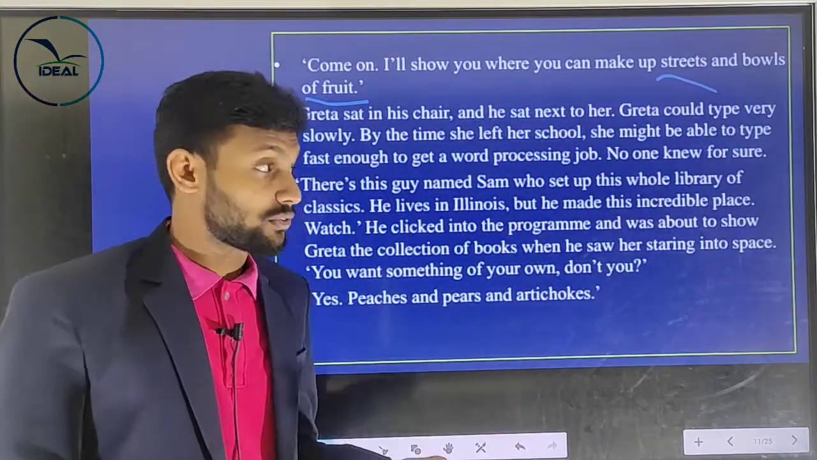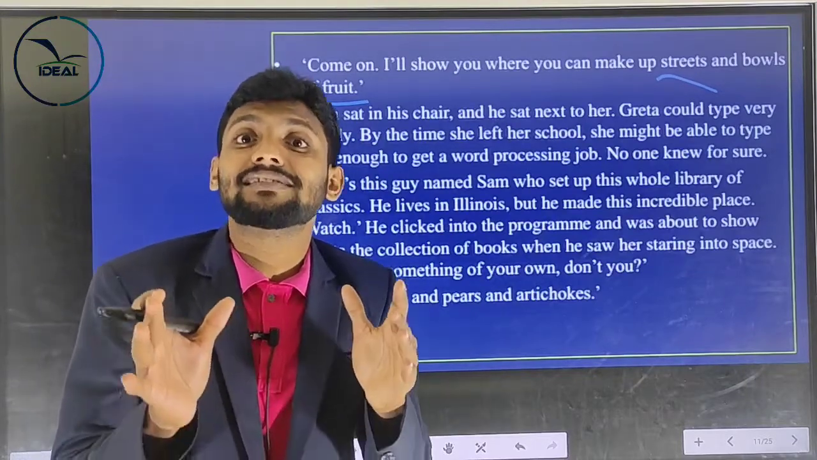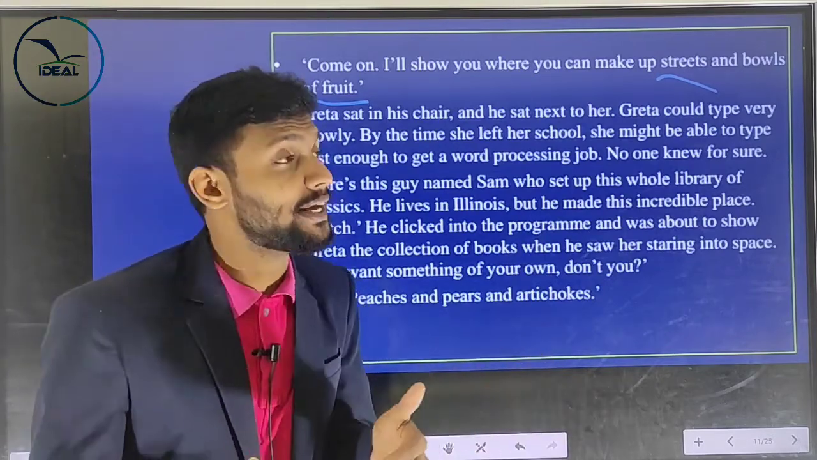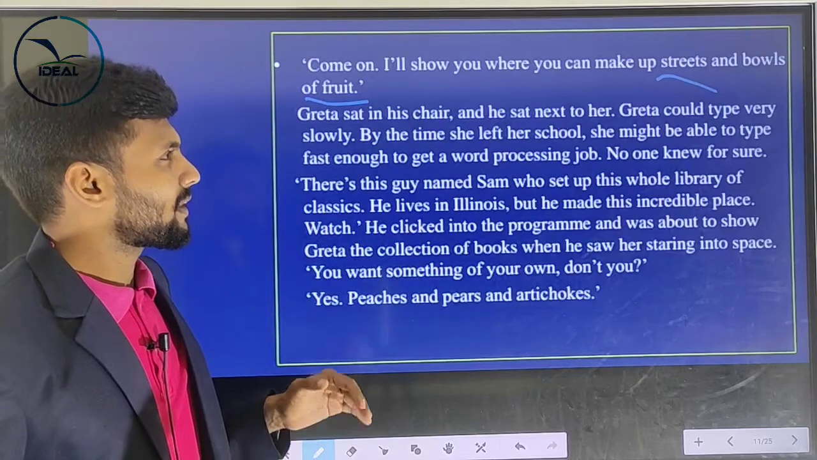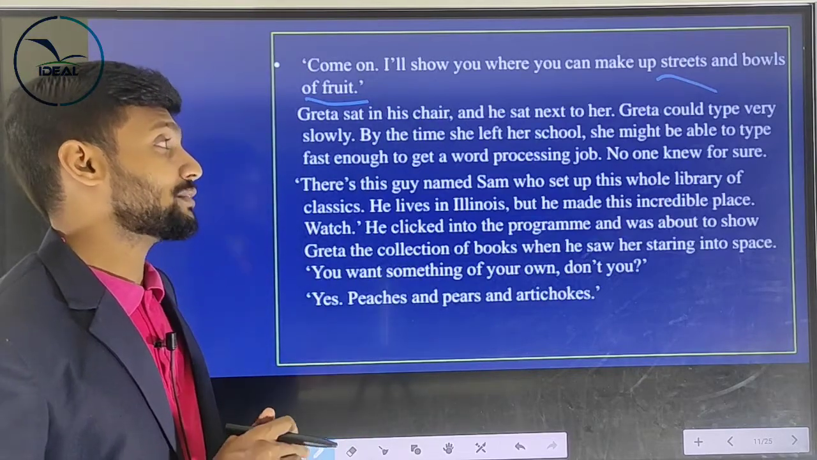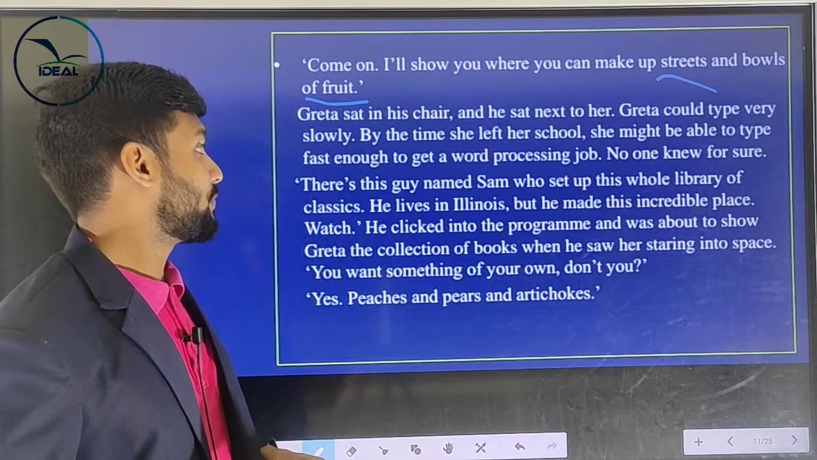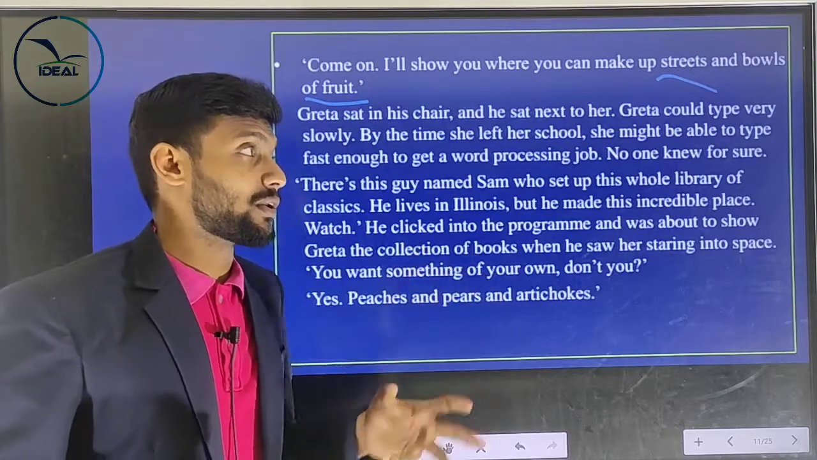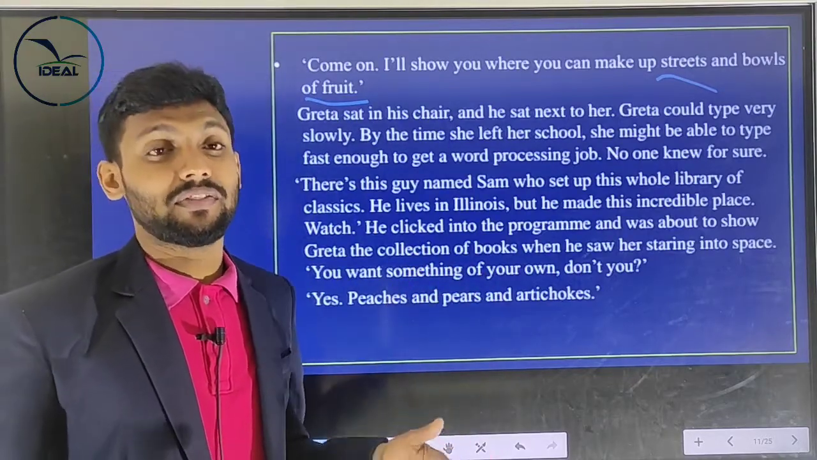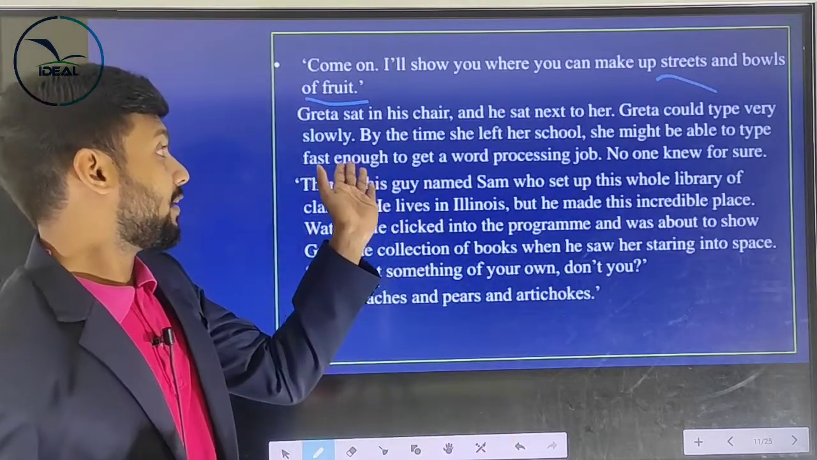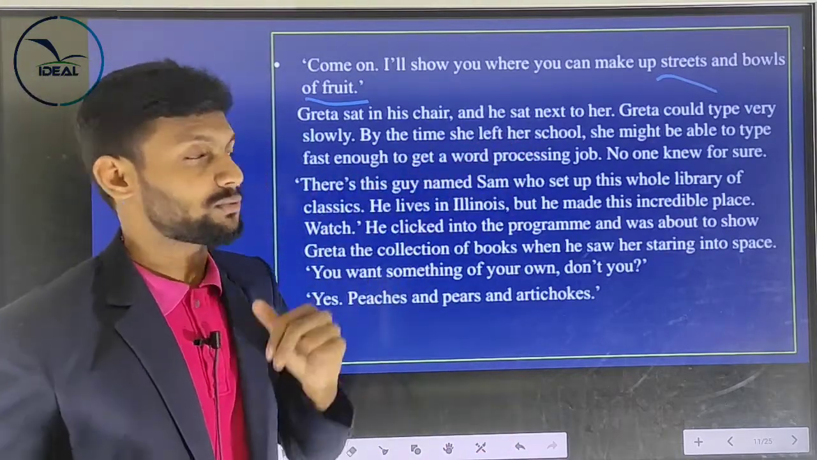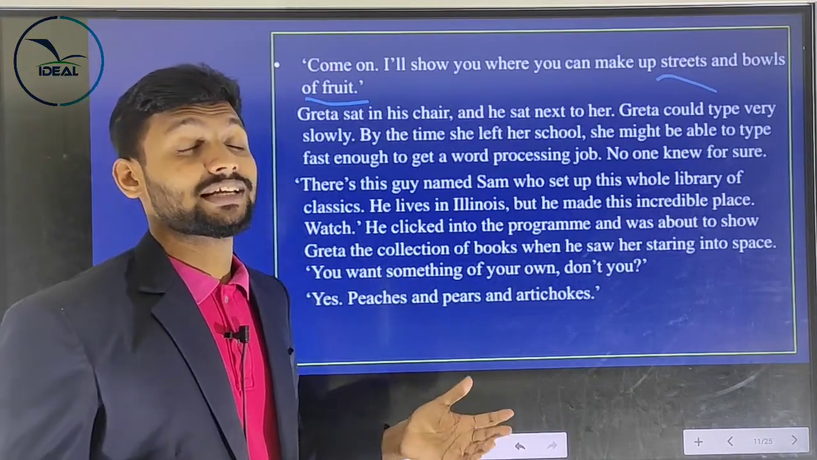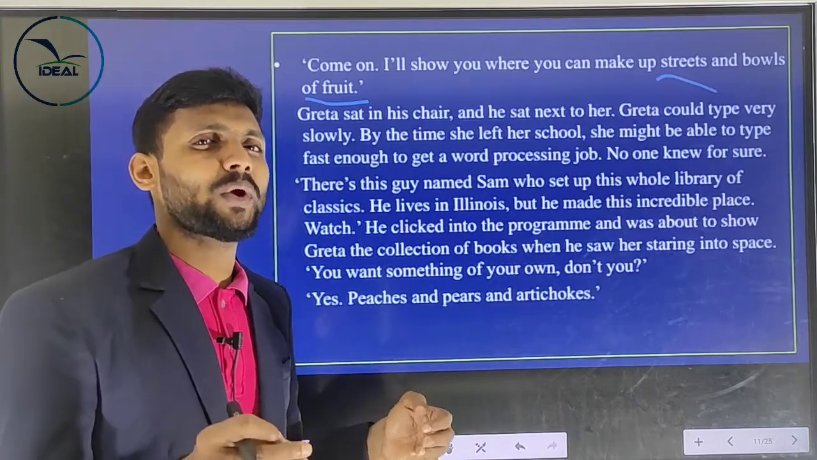Greta sat in his chair. So there was a chair for father. Greta sat there and he sat next to her. Father sat nearby Greta. Greta could type very slowly. By the time she left her school, she might be able to type fast enough to get a word processing job. Maybe, even though she typed very slowly, whenever she leaves school, they expect that she could get a word processing job. No one knew for sure, means nobody knows whether she gets a job or not. Anyway, she is very slow in typing.